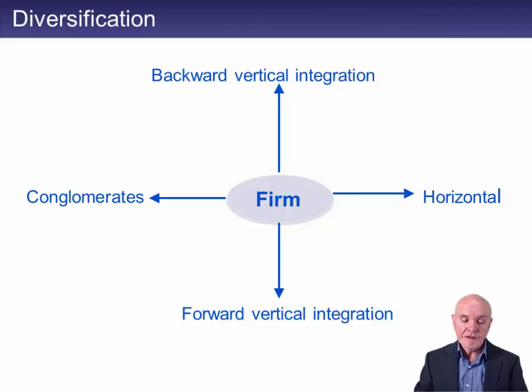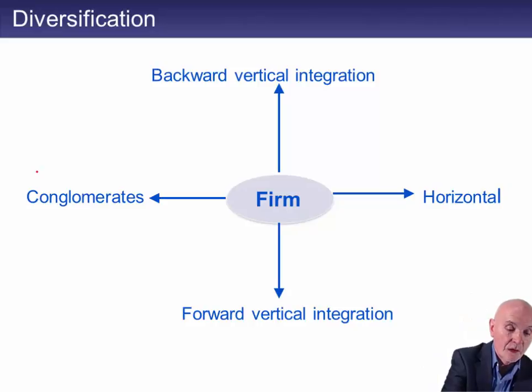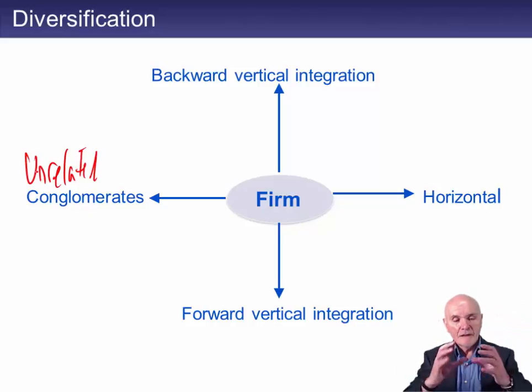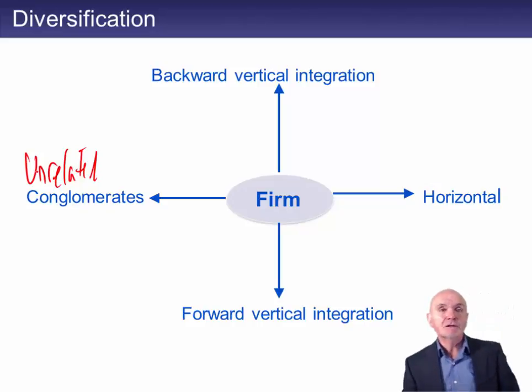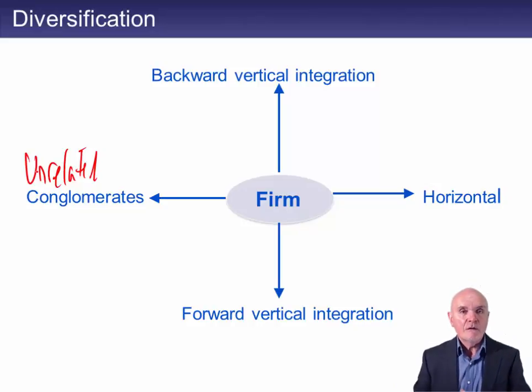Unrelated diversification is also known as conglomerate. Conglomerates are a kind of random collection of rocks stuck together and held by mud. Hence, conglomerates in an industrial or business sense are really random, very radically different businesses stuck together. Now, why would anyone do this?